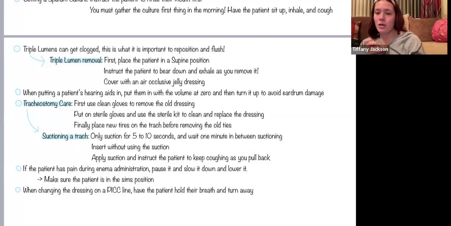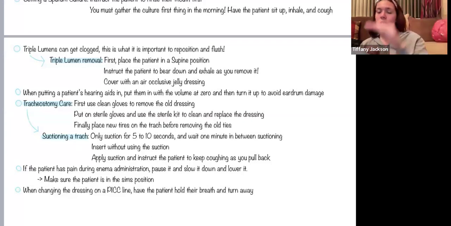When giving an enema, if a patient is experiencing pain, pause the enema and we're going to lower it. They work by gravity. So usually we start with it high up, but if they're having a hard time tolerating it, just slightly lower it. Okay, Sims position is best.